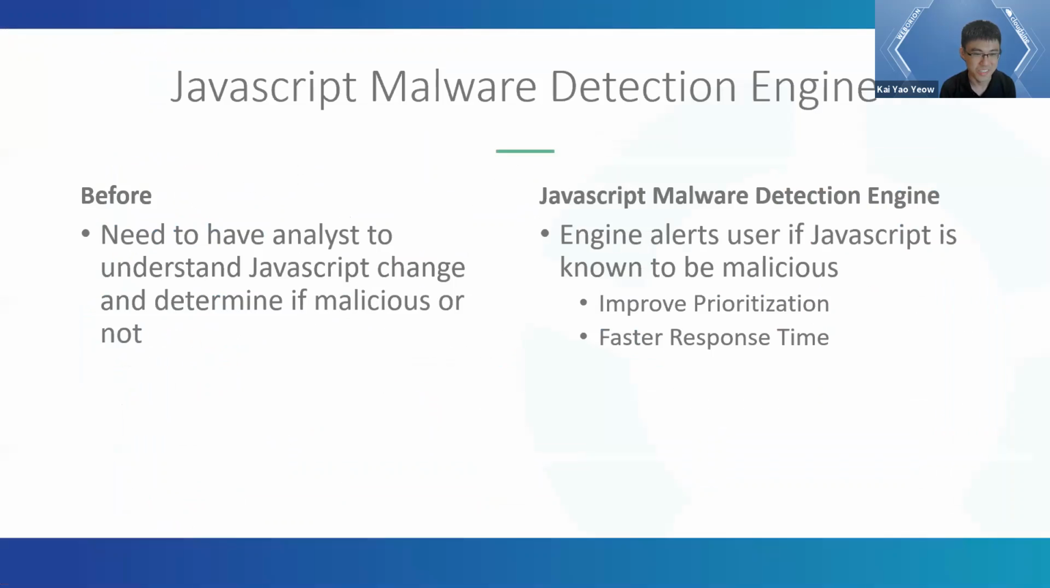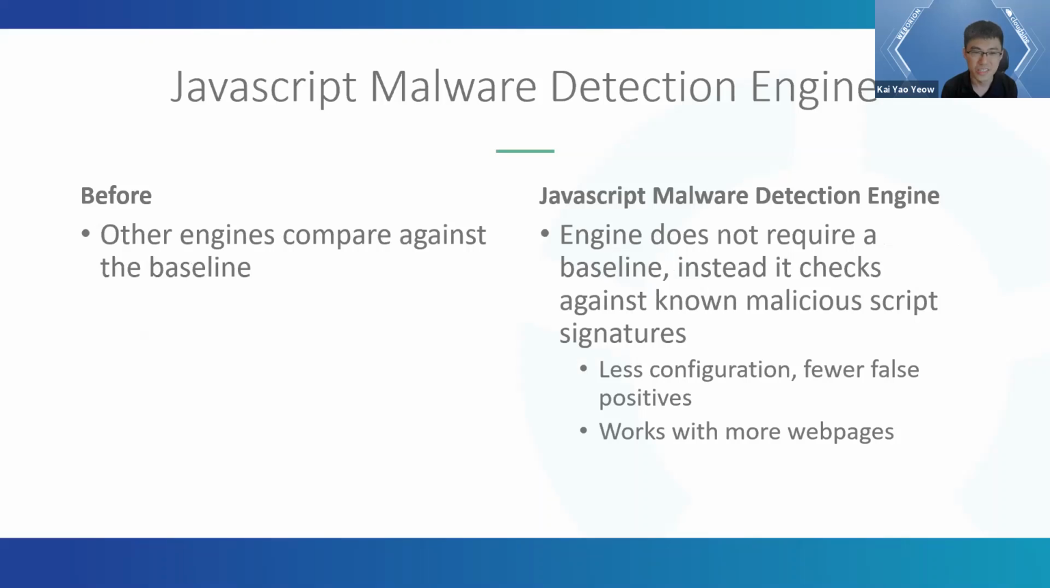So I think you have seen all this earlier. Right, so with the JavaScript malware detection engine, a benefit that I mentioned earlier is that the engine alerts you if the JavaScript is known to be malicious. You can prioritize responding to such alerts, giving them higher priority and greater importance. You can respond faster, right? Because it immediately tells you that we have found a malicious script.